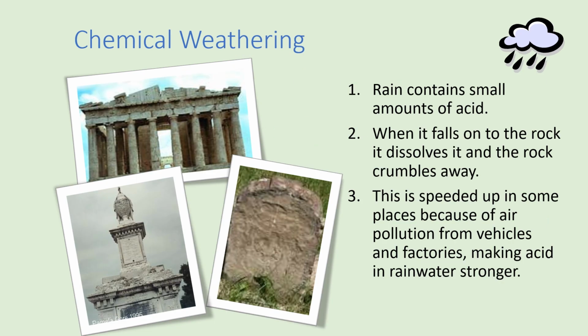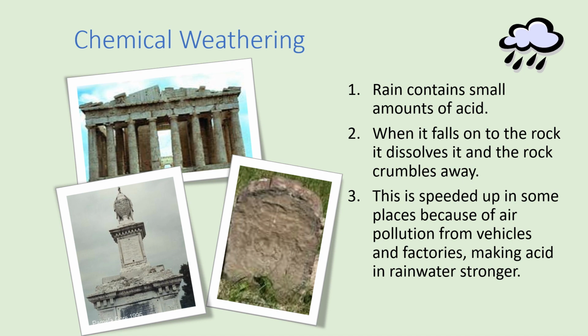Okay, so now we're on to a second type. We've looked at mechanical weathering, now we're looking at chemical weathering. And chemical weathering is really simple. Rain is naturally acidic. Okay, when water goes into the atmosphere, it reacts with carbon dioxide, and that is then made worse by pollution.